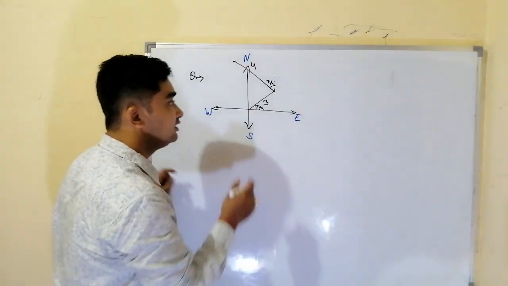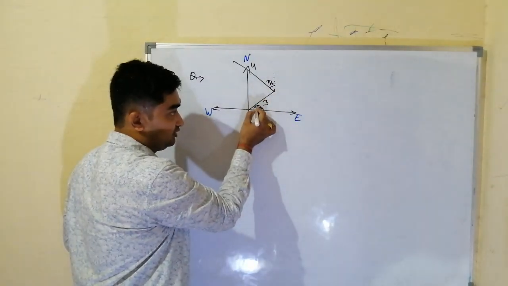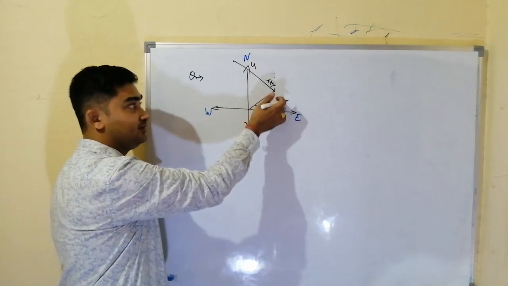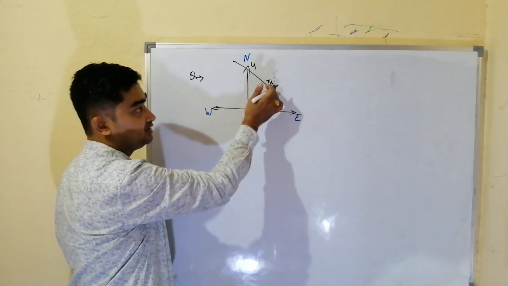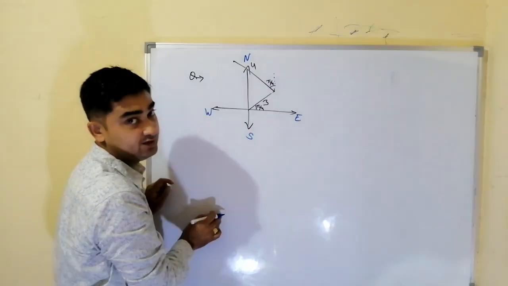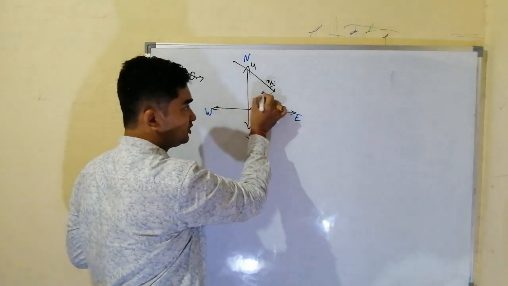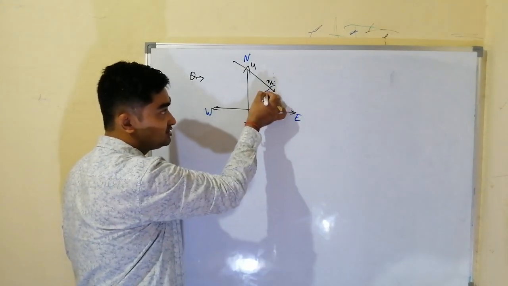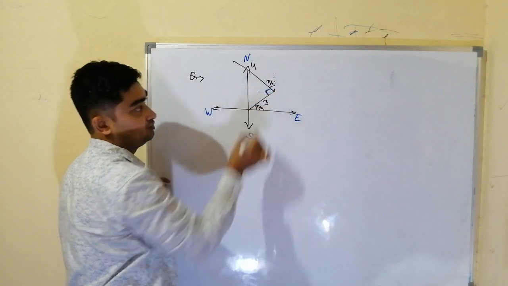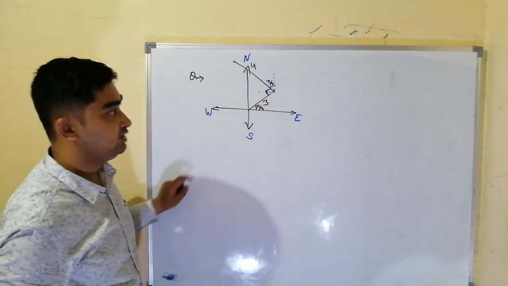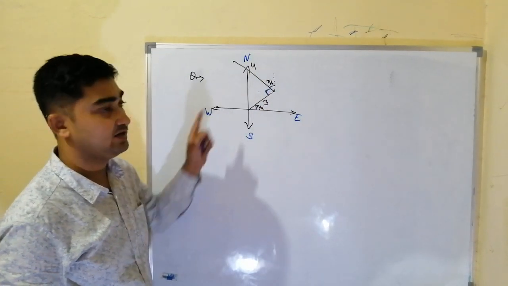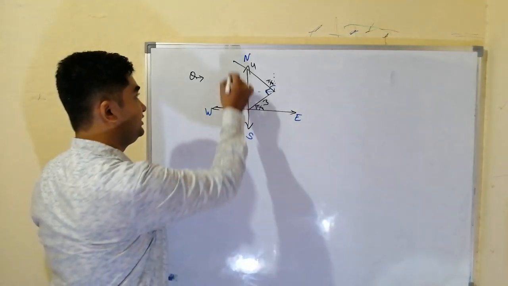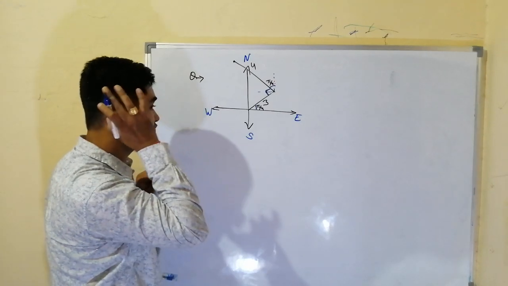How to do this? We know it moves in the direction of northeast, meaning this angle is pi by 4. Then it moves in the direction of northwest, which means with the vertical direction it is pi by 4, and with the horizontal also it is pi by 4. That means this angle is pi by 2, because the angle between x and y is pi by 2 and they both make the same angle with x and y respectively. Then we can use the concept of rotation of complex numbers.